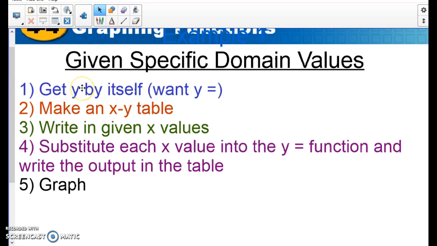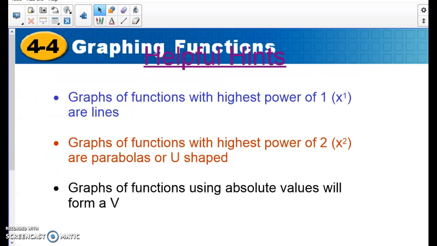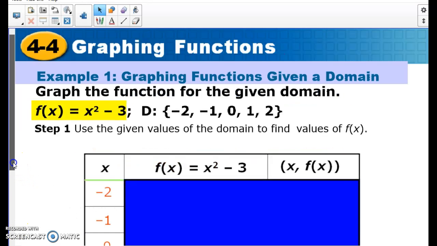Some of them might not be set up to graph, so we need to make sure we get the y by itself. We make an xy table, write in our x's, substitute the x's so that we get our y's, and then we make a graph. Just as a reminder, if you have x to the first power, it's going to be a straight line. If you get x to the second power, it's going to have a U shape. And if we graph absolute value, we're going to get a V shape. Something like this.